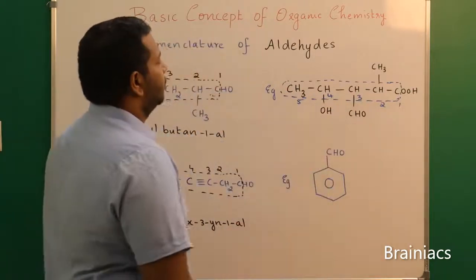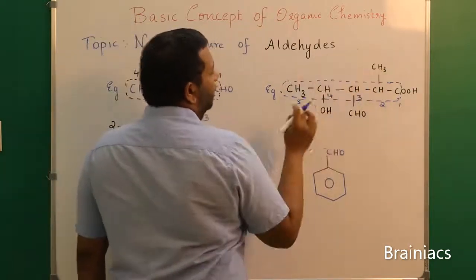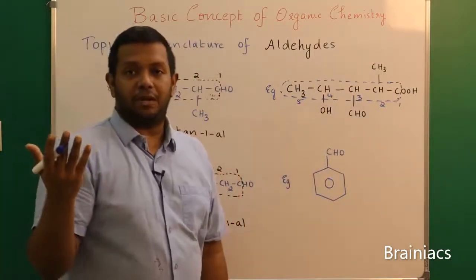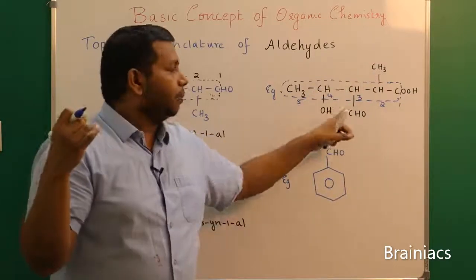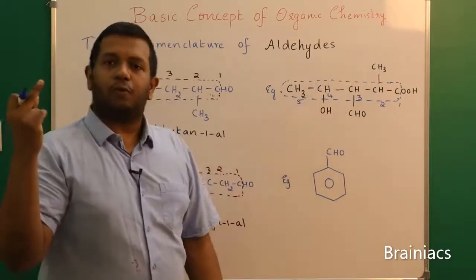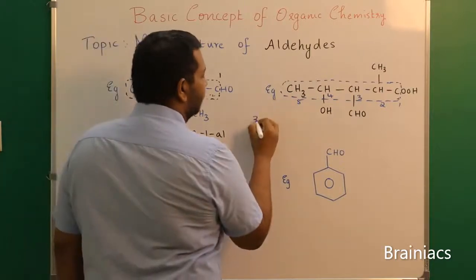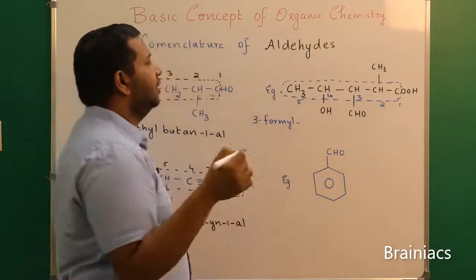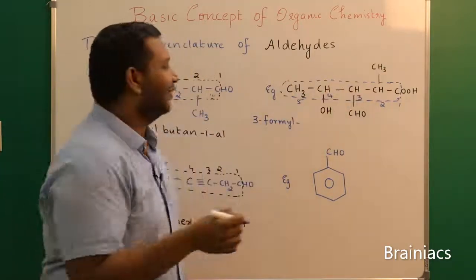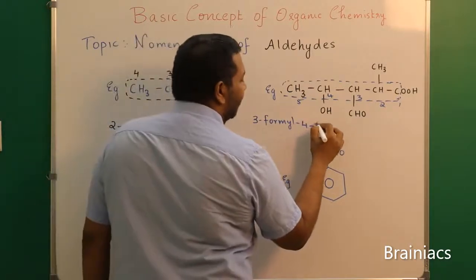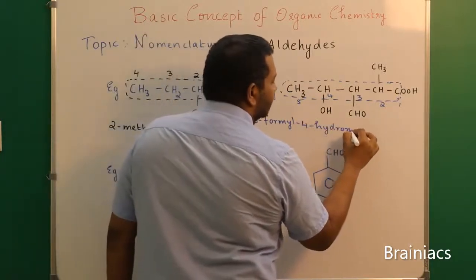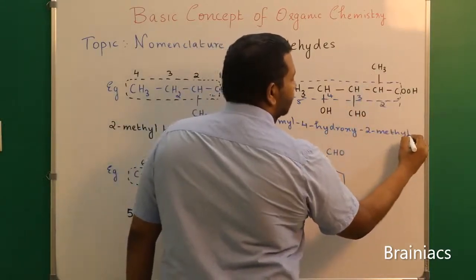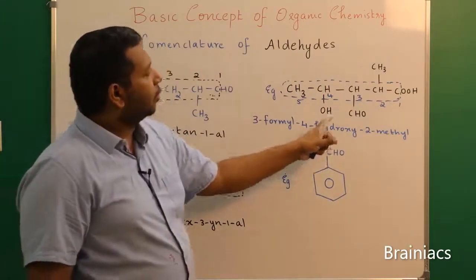So can you name it? So I know 2-methyl is there, 3-formyl is there, 4-hydroxy is there. Who will come first in alphabetical order? Methyl M, formyl F, hydroxy H. Who will come first? Formyl. So I can write 3-formyl, then who will come next? H, I, J, K, L, M. Correct. So 4th position hydroxy, 4-hydroxy. Correct. At the 2nd position methyl. Correct. So this many substituents are there: 3-formyl, 4-hydroxy, 2-methyl.